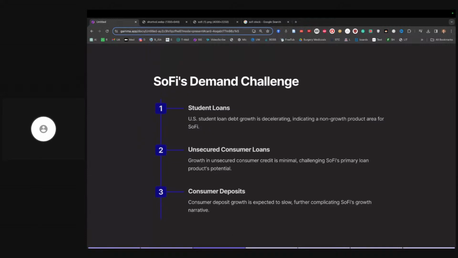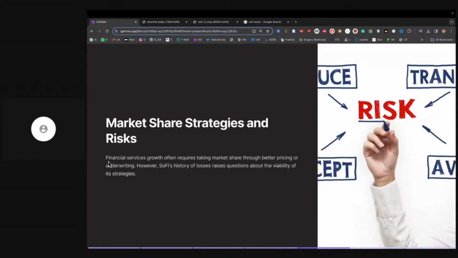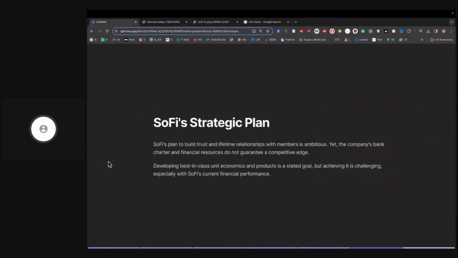Most people are challenging this revenue growth, which I agree. If this revenue growth gets challenged, we can do a calculation just like how we did the price to sales and intrinsic value to see what the bear case of SoFi is. But what I'm seeing here is, one of the examples they used is that SoFi plans to build trust and lifetime relationships with members is ambitious. Yet the company, bank charter, and financial resources do not guarantee a competitive advantage. Okay, competitive edge. It's a bunch of blanketed statements that really don't tie in.